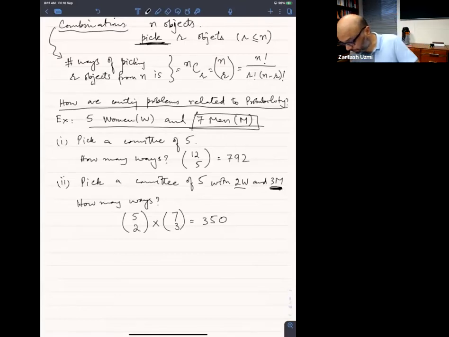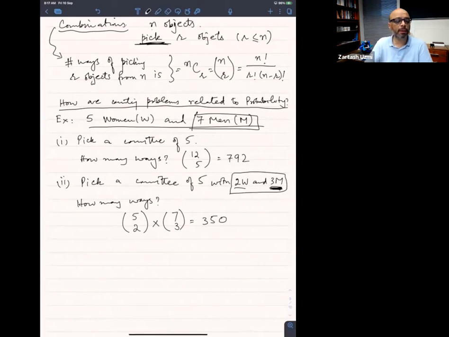Now, if I ask you that you have these 5 women and 7 men and pick a committee, what is the probability that that committee has 2 women and 3 men? What is the probability the committee will have 2 women and 3 men? Answers in the chat window.